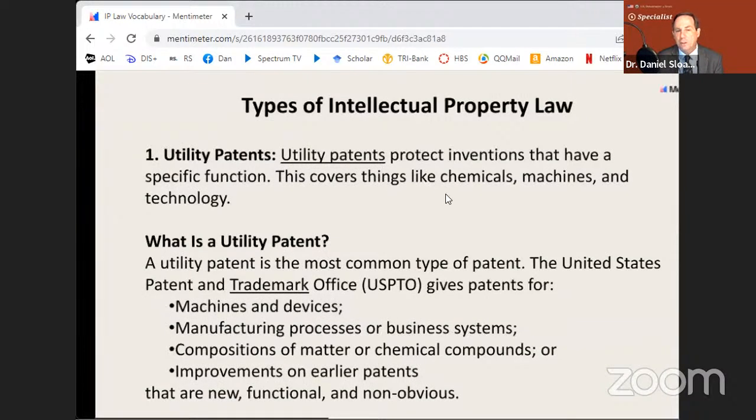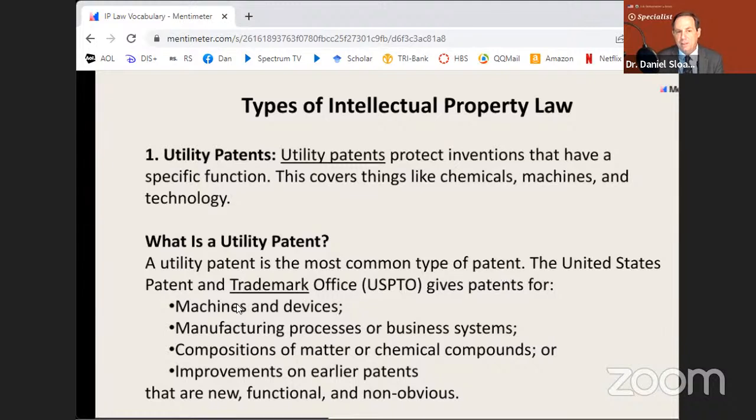So I'm going to go into each one of those a little bit more, so it'll give you a little more information if you're wondering. A utility patent, again, protects and covers things like chemicals, machines, and technology that have a specific function. And a utility patent is the most common type of patent.